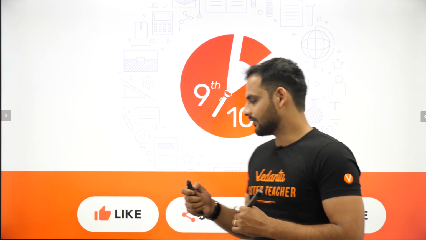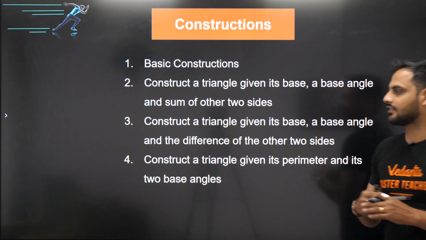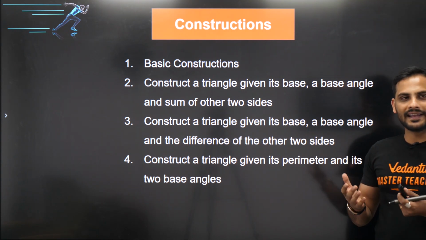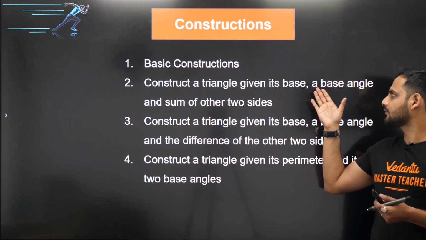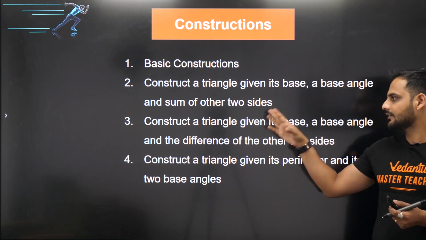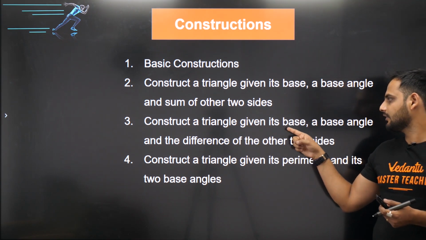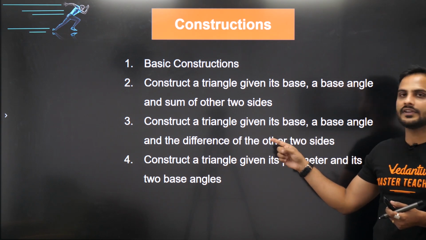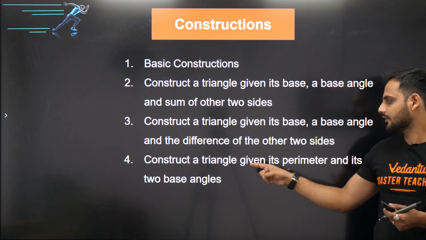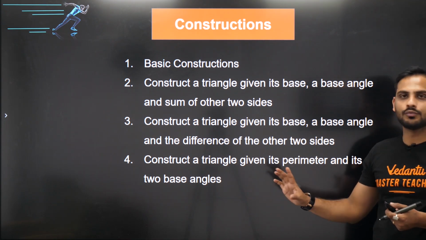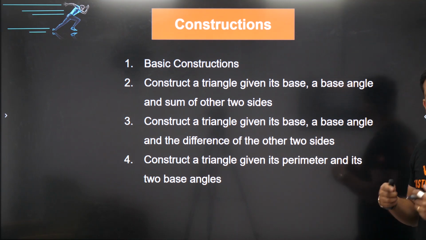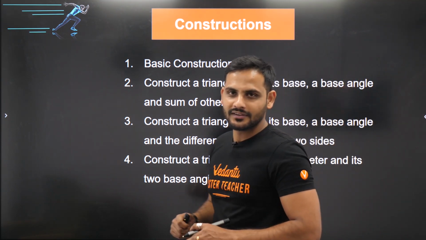Okay bachcho, chalo. So now we'll be moving ahead with the construction part, and these are the main topics: basic construction, construction of an angle, then the construction of a triangle when its base, a base angle, and sum of other 2 sides are given. So this is one case. Construct a triangle given its base, a base angle, and the difference of the other 2 sides. In this, 2 cases are made, that also I'll teach you. And construct a triangle given its perimeter and its 2 base angles. So these are the 4 types of questions which are there. We'll be covering each and every topic in today's class.